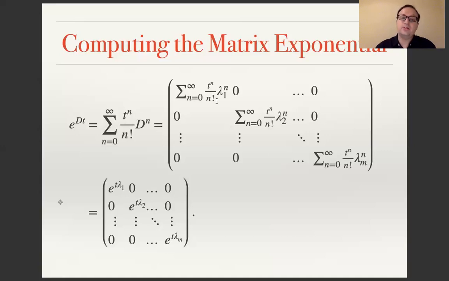So on the main diagonal, this is the definition of the exponential of a real number. So it's the exponential of t lambda 1 for the first entry, and then it's the exponential of t lambda 2 for the second entry, etc. So we get these exponentials on the main diagonal, e to the t lambda 1, e to the t lambda 2, up to e to the t lambda m, and again 0 everywhere else.